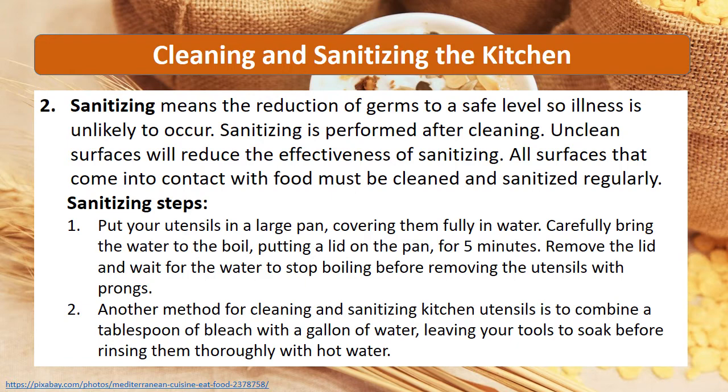Sanitizing steps. First, put your utensils in a large pan, covering them fully in water. Carefully bring the water to the boil, putting a lid on the pan for 5 minutes. Remove the lid and wait for the water to stop boiling before removing the utensils with prongs. Second, another method for cleaning and sanitizing kitchen utensils is to combine a tablespoon of bleach with a gallon of water, leaving your tools to soak before rinsing them thoroughly with hot water.